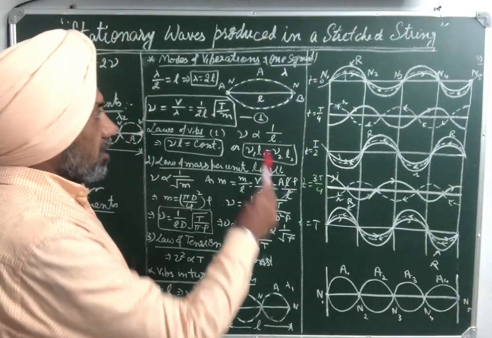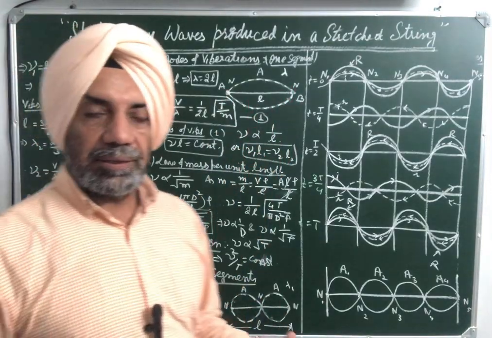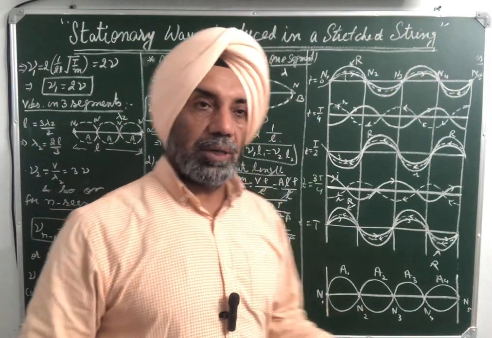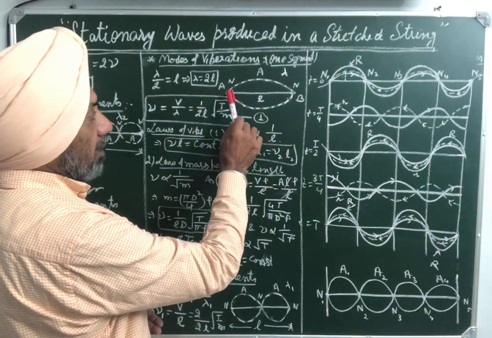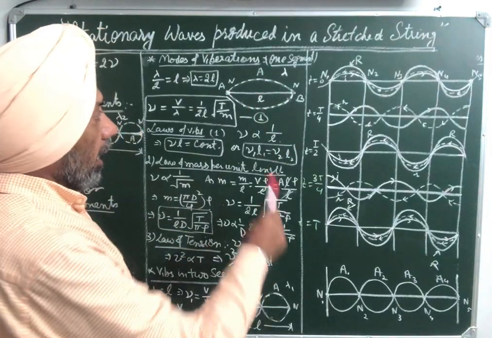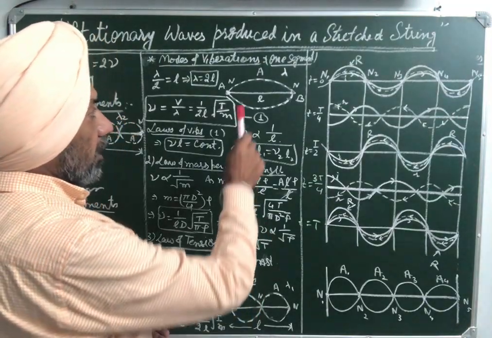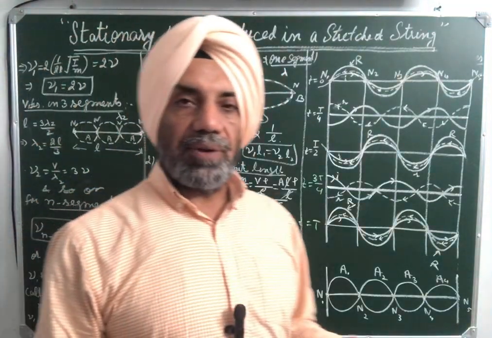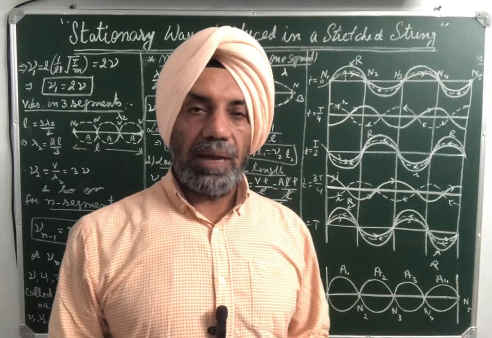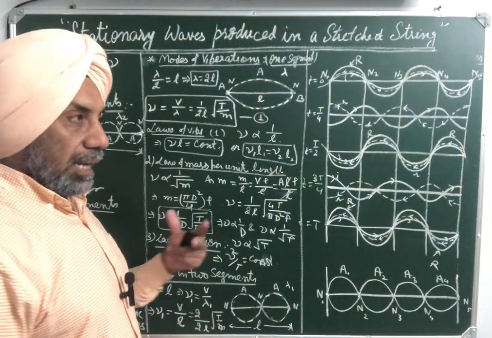First of all, suppose a string of length L vibrates in a single segment, it vibrates as a whole. So when we pluck at the middle, it vibrates as a whole like this. There is only one loop. And suppose lambda is the wavelength of the wave, nu is the frequency. This is called the fundamental frequency when the string vibrates in a single mode as a whole.